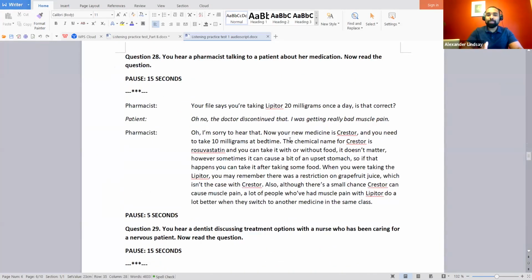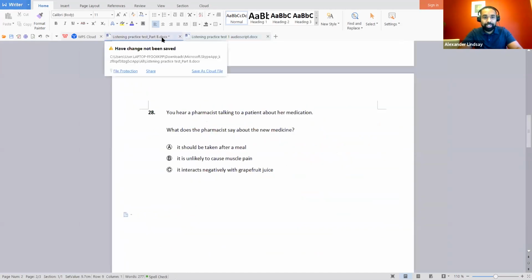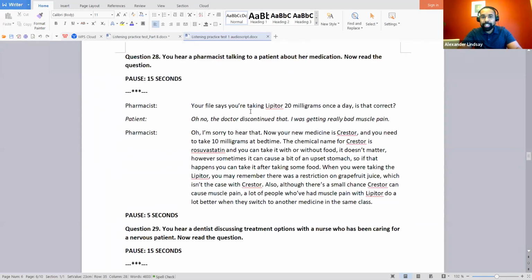So most of it was dominated by the pharmacist, and the grapefruit juice was definitely mentioned. When you were taking the Lipitor, you may remember there was a restriction on grapefruit juice, which isn't the case with Crestor. So I think what made this a little bit complicated was the fact that you've got two different drugs. And in this case, the question was saying, what does the pharmacist say about the new medicine? So the new medicine was the Crestor, and the old medicine, as we can see from the beginning, was the Lipitor. So if we're listening to information relating to Lipitor, then we're going to think, yeah, C is the answer because of what is being said here. But that's the old medicine, and what we need to focus on is the new medicine.